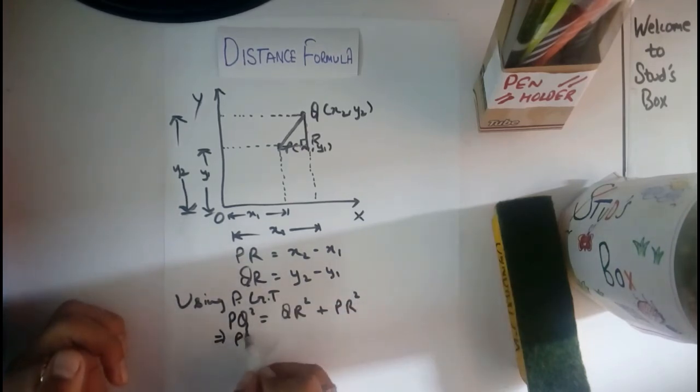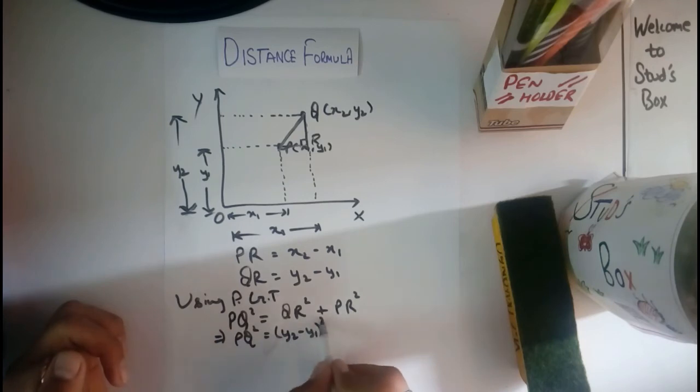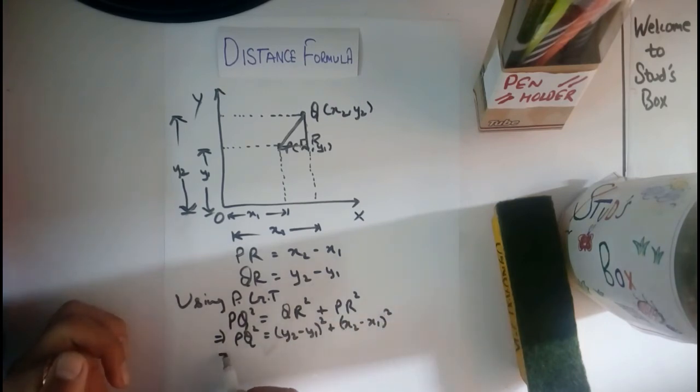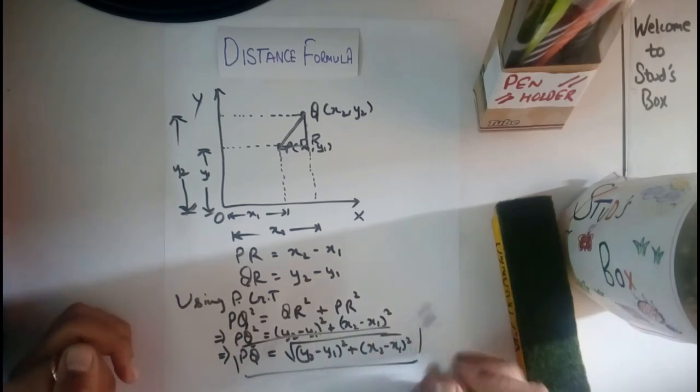Substituting values, PQ square will be (y2 minus y1) whole square plus PR, which is (x2 minus x1), and its whole square. So distance PQ will be root of (y2 minus y1) whole square plus (x2 minus x1) whole square, and this is our distance formula.